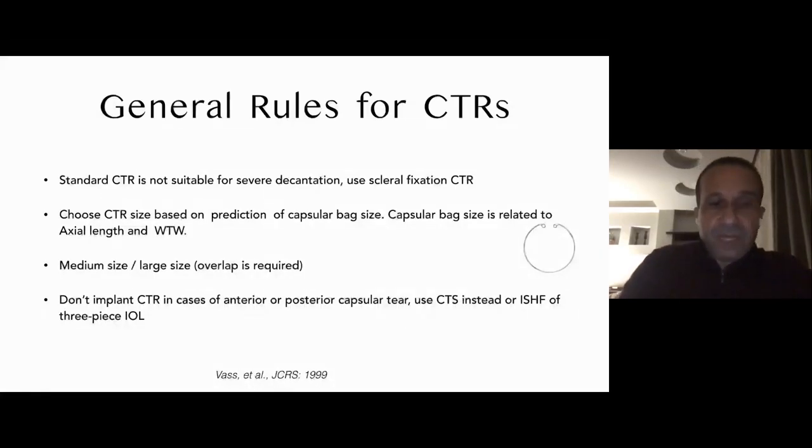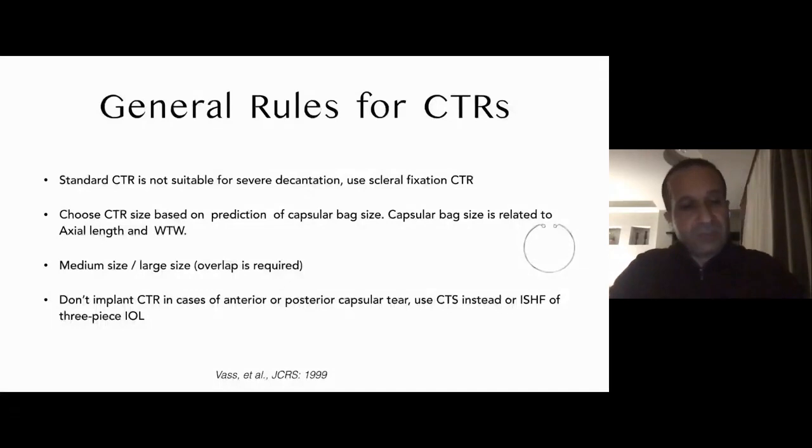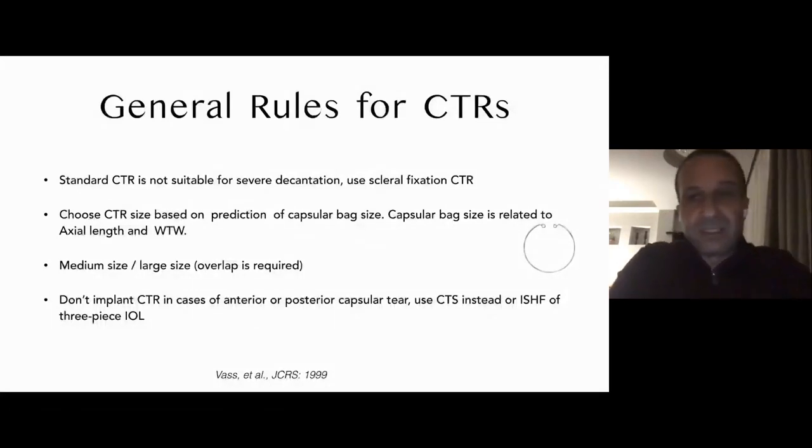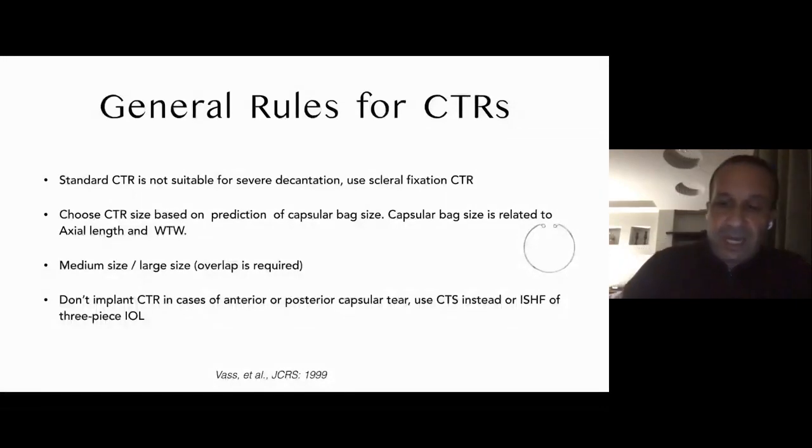And of course, don't implant the capsule tension ring in cases of anterior or posterior capsular tear. In this case we can use the capsule tension segment instead, or you may opt to remove the whole lens capsule and try to implant the lens with other techniques like the intrascleral haptic fixation technique or suture to the iris, as you will see in the second part of this presentation.